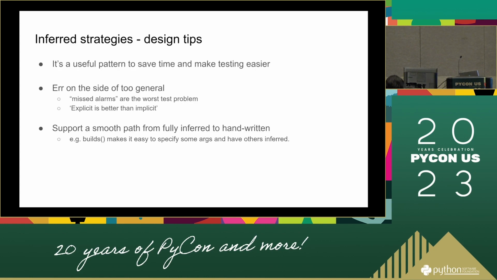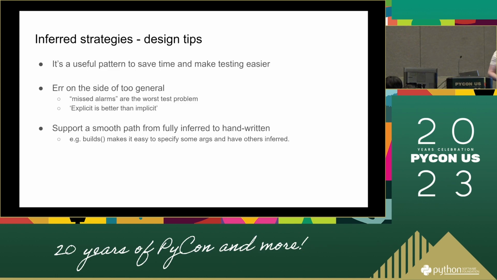If you're implementing your own inference, which you probably will do once you've used hypothesis for a little while, try to err on the side of inferring the most general strategy that could generate the widest range of possible inputs. Because in my view, the worst kind of problem with tests is the missed alarms, the tests that just didn't check the edge case that turned out to be a bug in production. So I'd much rather spend a little more time when I'm writing my test to make sure that I'm actually covering all of the edge cases that I can think of.